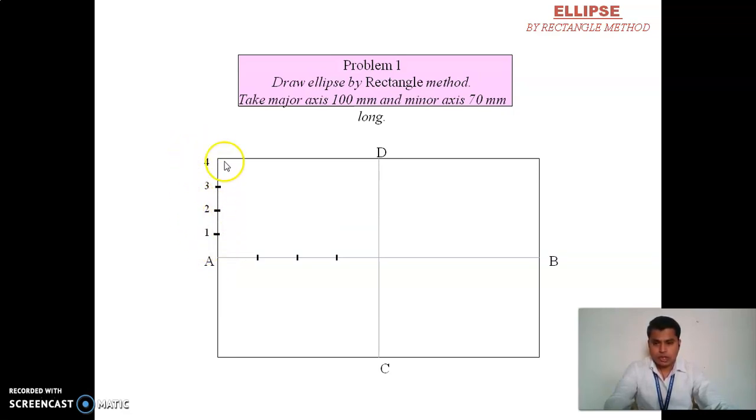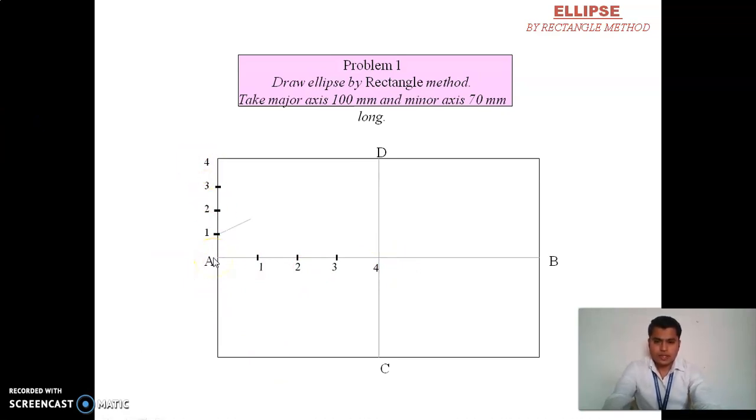Suppose the total distance is 70 mm. So A to 4 is 35 mm. This 35 mm you need to divide in 4 equal parts, so each division is of equal distance. Similarly, this horizontal distance between A and the point of intersection O at the center, this 50 mm, you again need to divide in 4 equal parts like this. Horizontal A to 4 and vertical A to 4.